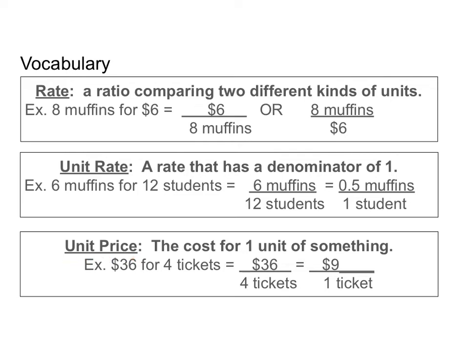Next is our unit price, and that's the cost for 1 unit of something. For example, if we had $36 for 4 tickets, we can write our rate like this, $36 for 4 tickets. But we want to find the unit price, which means how much it costs for 1 ticket. Usually the price is on the top, okay? So in order to do this, we have to divide. To get 4 tickets to 1 ticket, we would divide by 4 on the top and the bottom. The unit price is when there is 1 on the bottom. So you have $9 for 1 ticket.